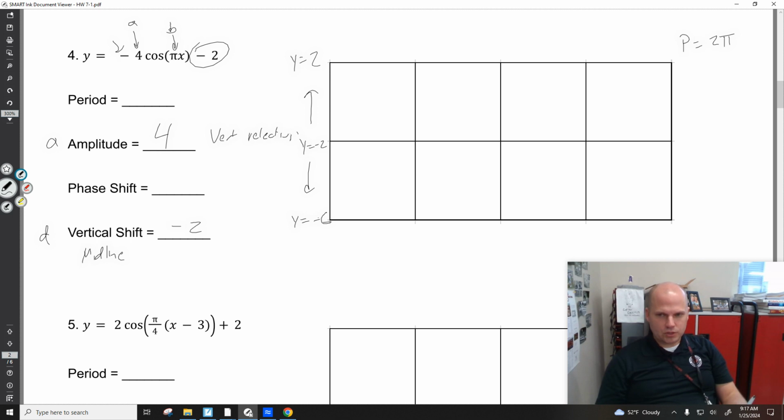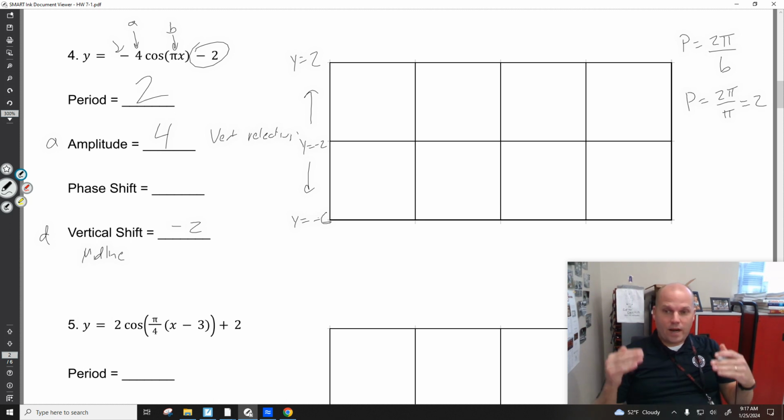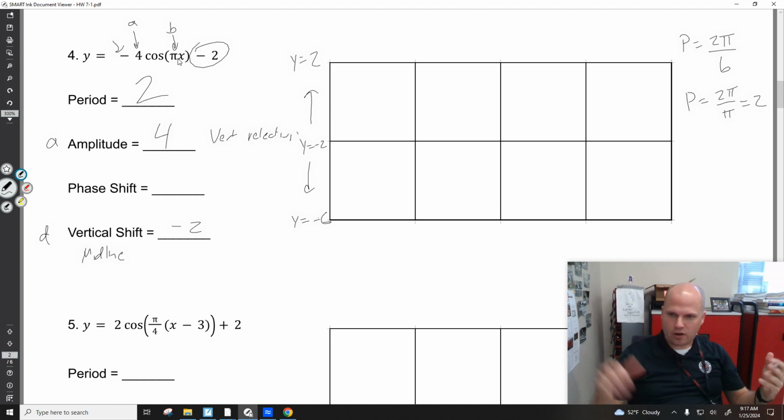My horizontal dilation is by a factor of 1 over pi, or I will take my normal 2 pi period horizontally dilated by this factor of b, and I have 2 pi over pi, and I get a period of 2. Okay. When I plug in 2, I get 2 pi. Oh, I've gone around the circle.